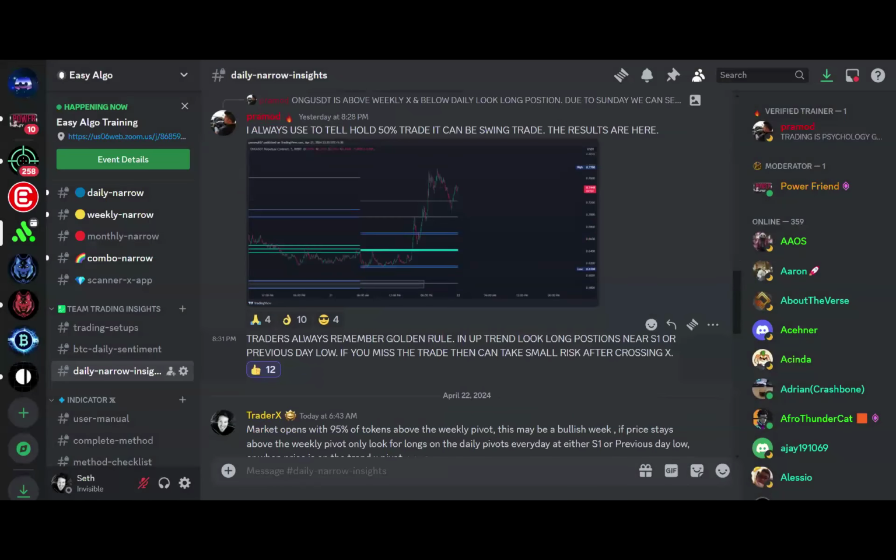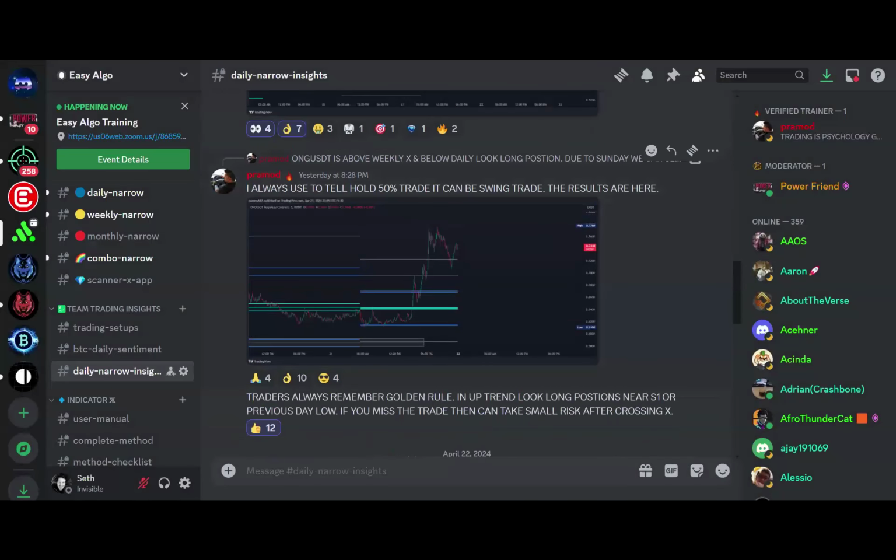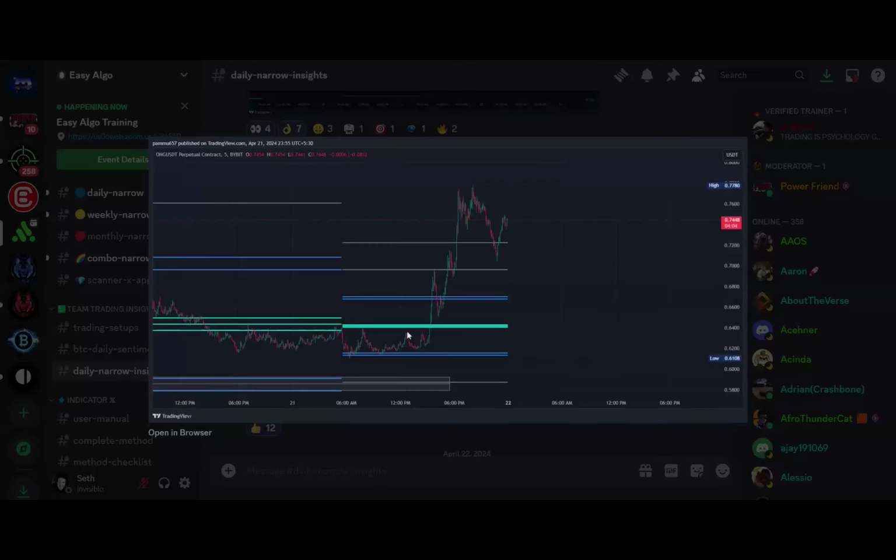And he said here, you can always hold 50% of the trade. So what you can also do is cash out at a target level, take 50% of your trade off the table, and then move your stop loss higher, and then you can trail it to see how high it will go, because we never know how price is actually going to go.